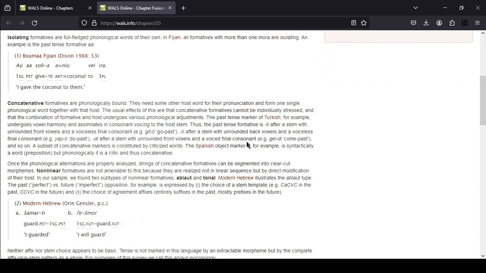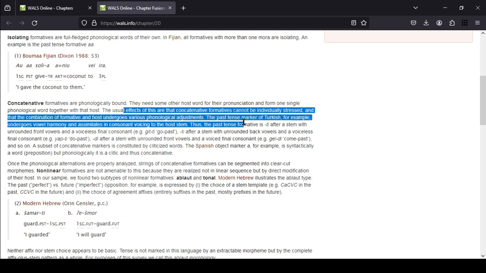Concatenative formatives are phonologically bound. They need some other host word for their pronunciation and form one single phonological word together with that host. Oh, I thought this was a noun, but it's a verb. Isn't that stupid? The usual effects of this are that concatenative formatives cannot be individually stressed, and that the combination of formative and host undergoes various phonological adjustments.